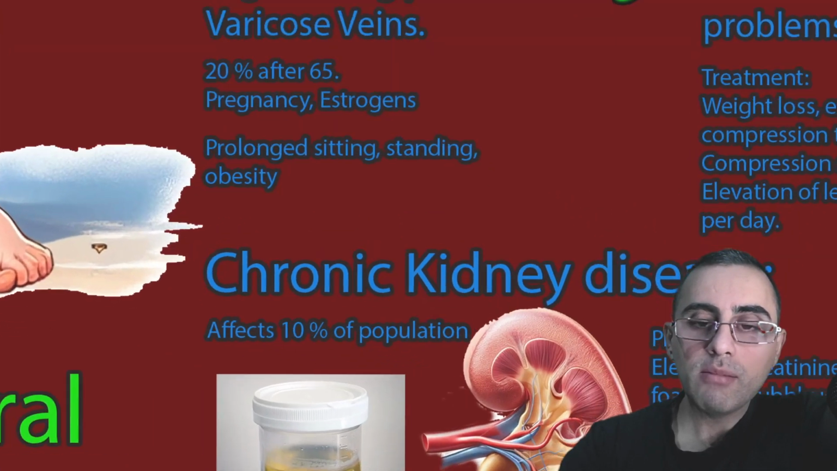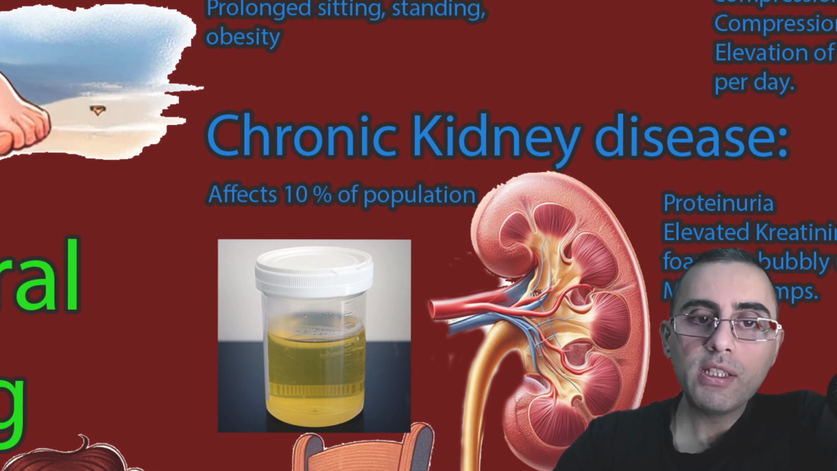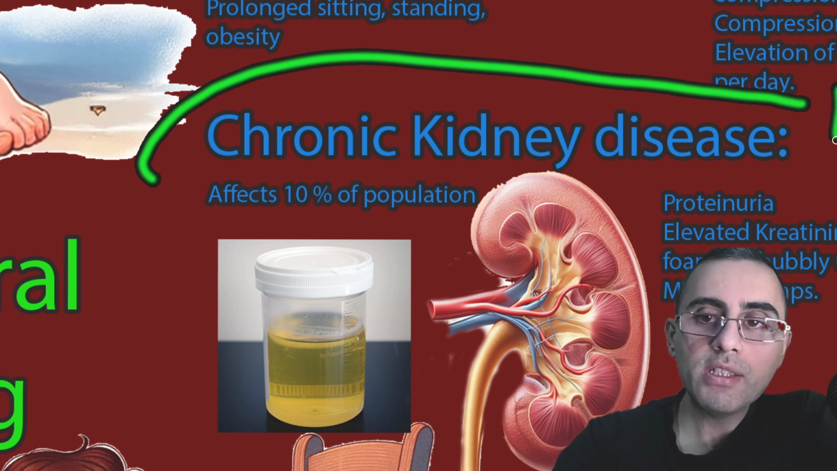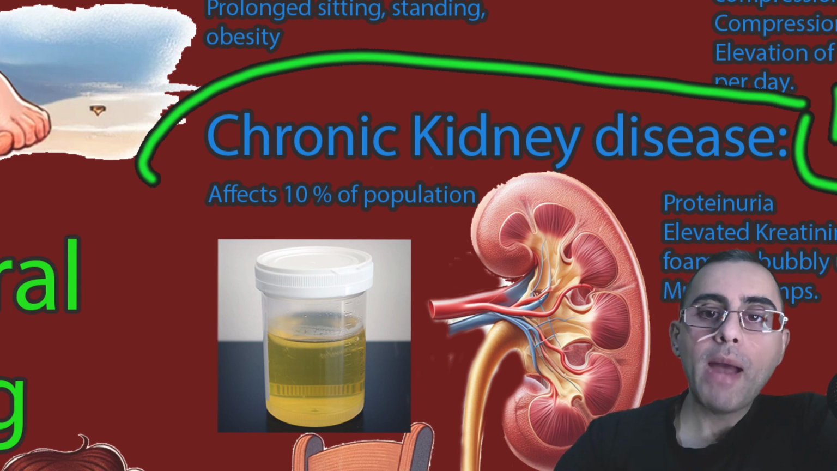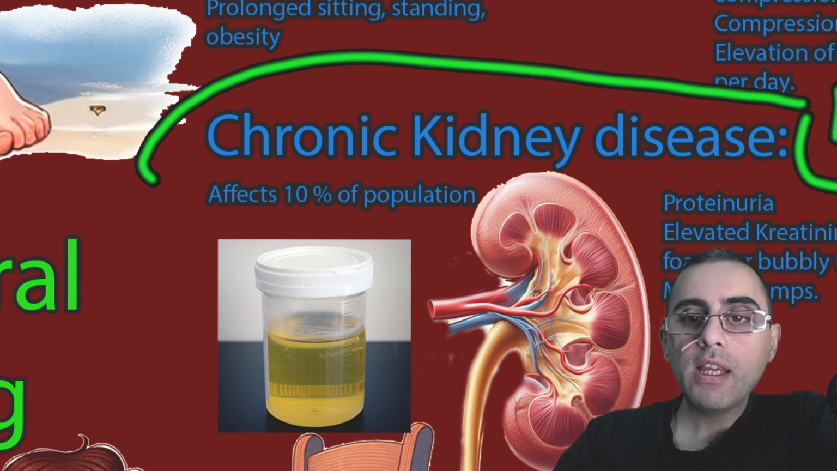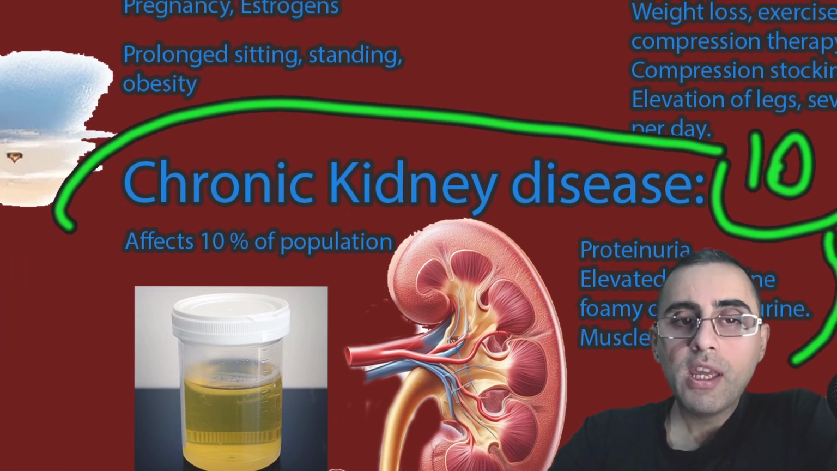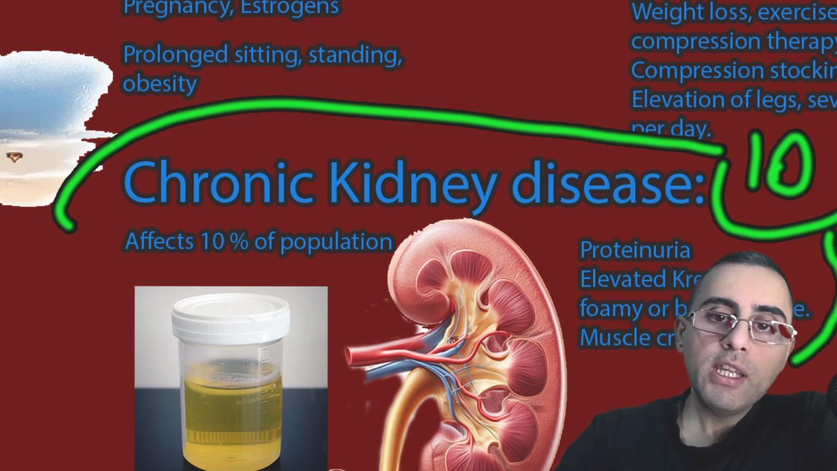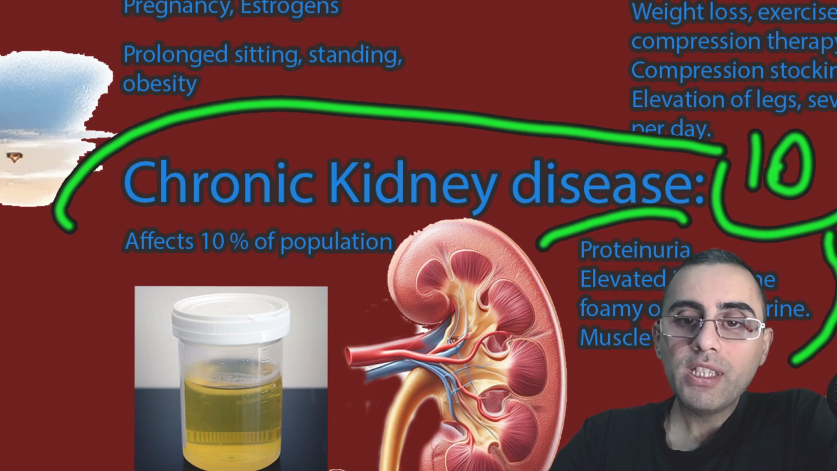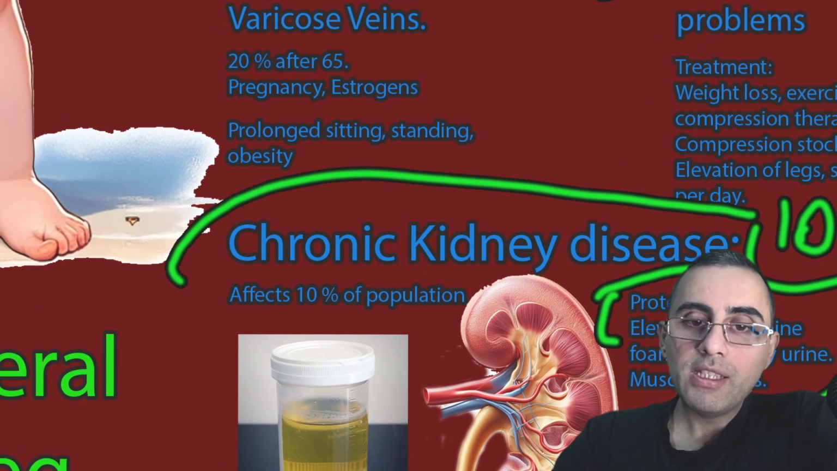Also, chronic kidney disease is an important diagnosis because it also causes leg swelling, and it affects around 10% of the world population. It also causes bilateral leg swelling, not only one leg. In this case we also have proteinuria, which means proteins in the urine, elevated creatinine level in the blood, foamy and bubbly urine, and muscle cramps because of loss of electrolytes. This is a very informative test, and a person can detect if leg swelling is because of kidney problems.